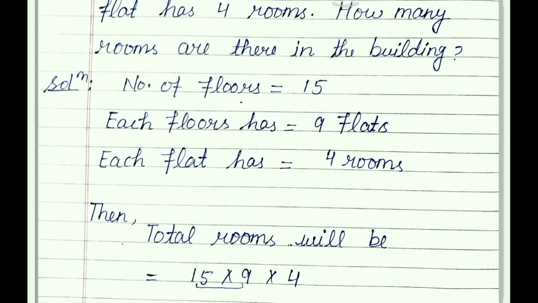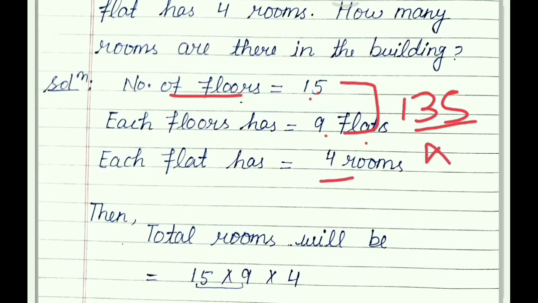How many will it be? Here we can see simply, number of floors is 15. Each floor has 9 flats. So what will the total flats be? 15 times 9 is 135. Okay, and each flat has how many rooms? 4 rooms. So here we will also multiply by 4, as I have done below. The total rooms will be 15 multiplied by 9 multiplied by 4. Okay, so here multiply 15 times 9 is 135 and multiply by 4 for the rooms also.